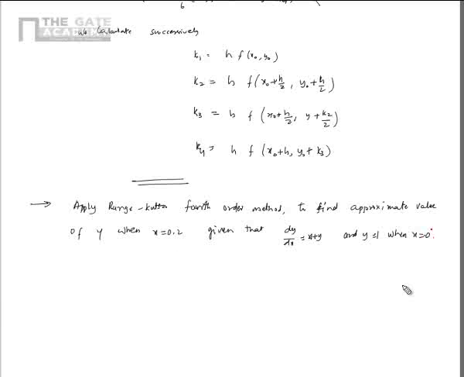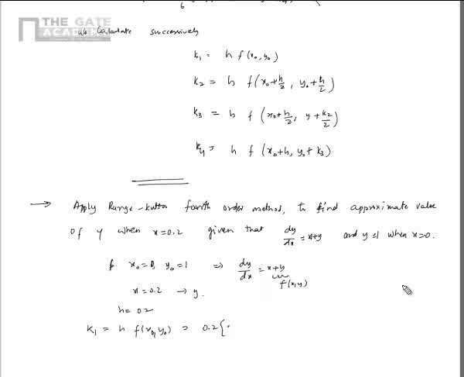Okay, so now here it is given that x naught is 0, y naught is 1, and dy by dx is x plus y. So at x equal to 0.2 we need to evaluate y. Probably we'll do it in one step only. So h is 0.2. Let's calculate now k1, k2, k3. So k1 is h times f of x naught, y naught. So h is 0.2, and this is your f of x comma y.